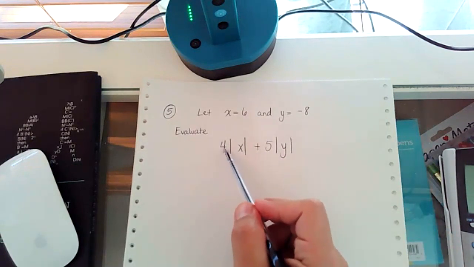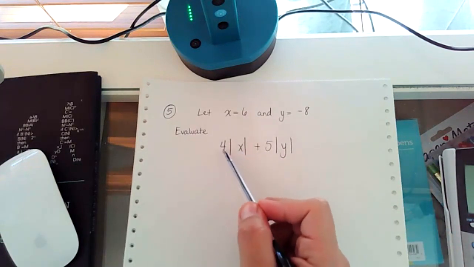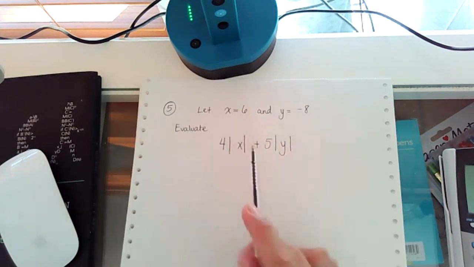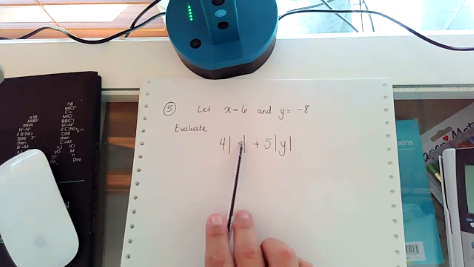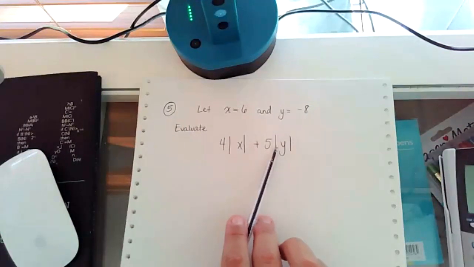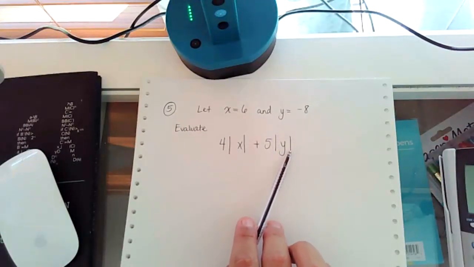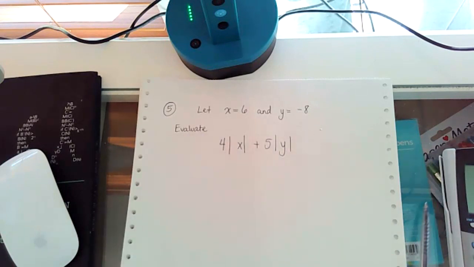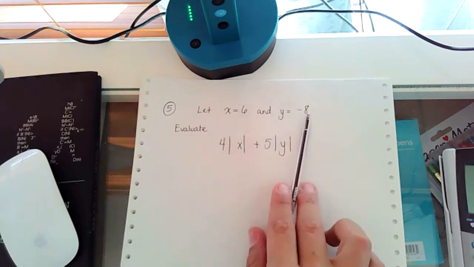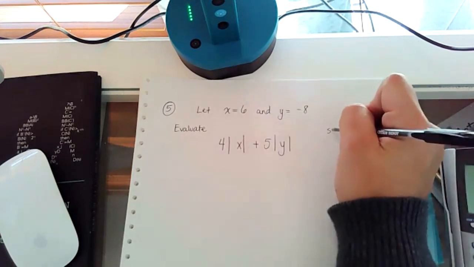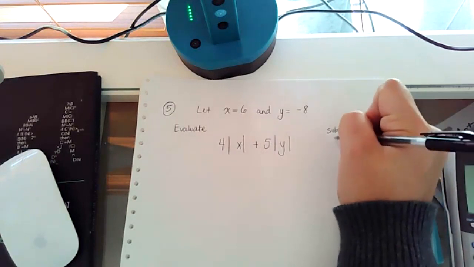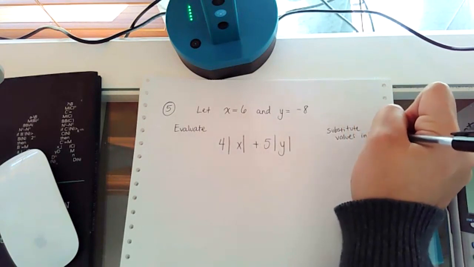So if there's a number on the outside of the parentheses, or if there's a number on the outside of the absolute value bars, when I read it out loud, I say 4 times whatever this is. So 4 times the absolute value of x plus 5 times the absolute value of y. Okay. And if they're asking us to evaluate it, and they've assigned these variable values, then what we need to do is substitute the values into the problem.